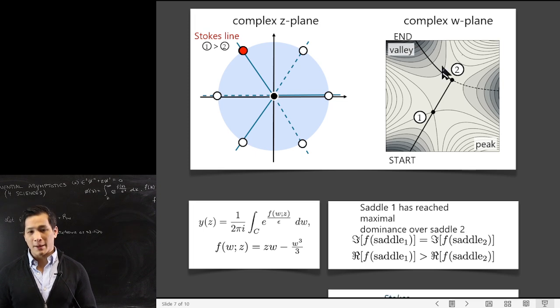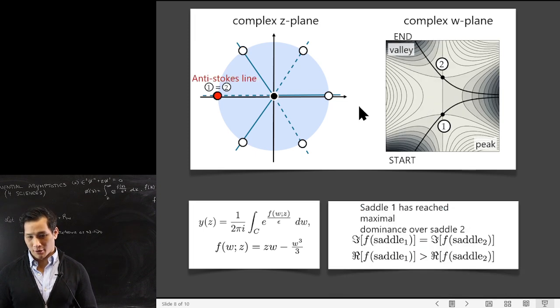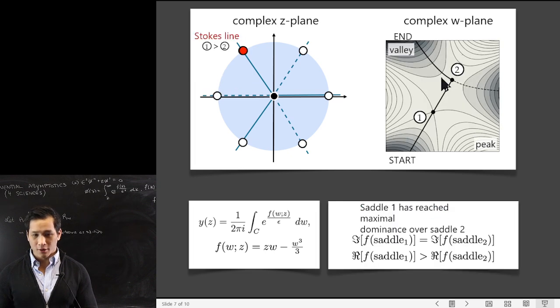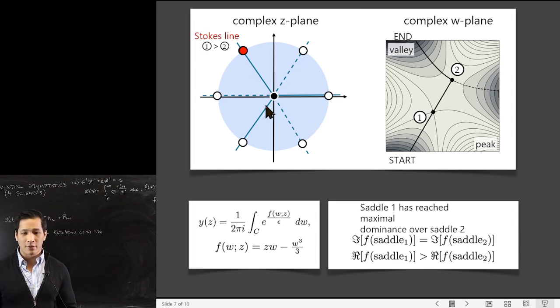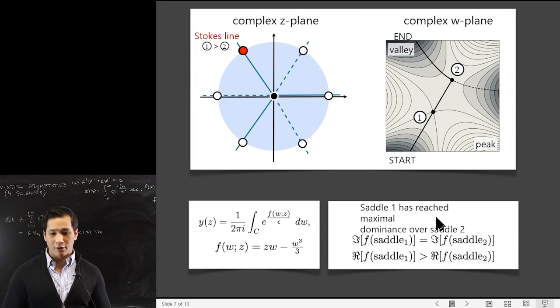From that point on, let me go on, I'll go back and cover what that animation showed. From that point on, in order for you to go from the start point to the end point, you have to collect that item 2, that saddle point. Okay? Well, what's the criteria for this critical Stokes line? Well, you see that in the lower right here.